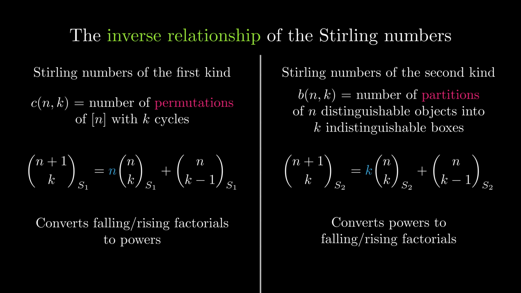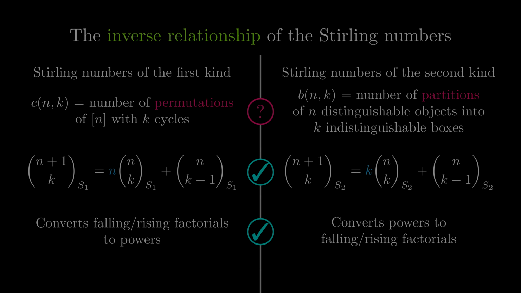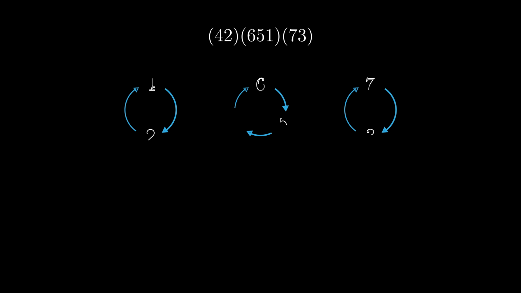So now the question is, if there are so many parallel relationships between them, how come their combinatorial classes look so different? What is the combinatorial thread that connects these two ideas? It turns out that this can be pretty straightforward.